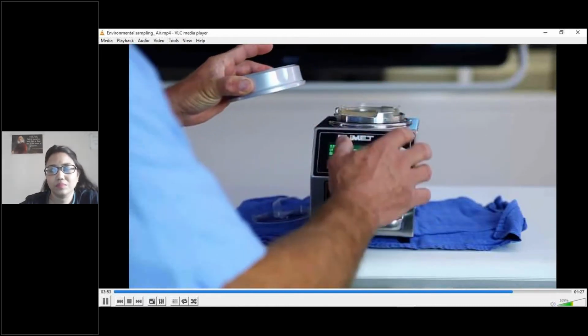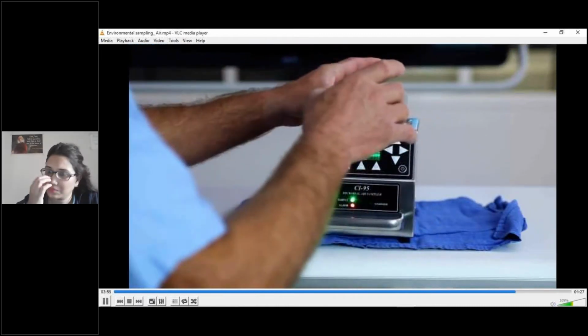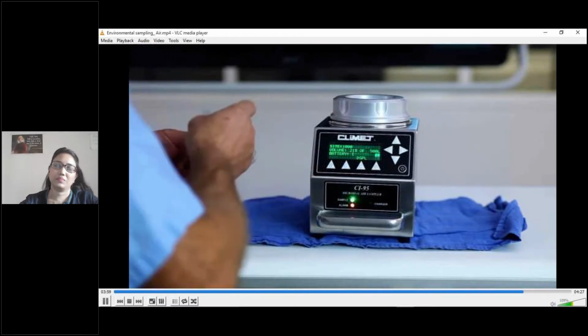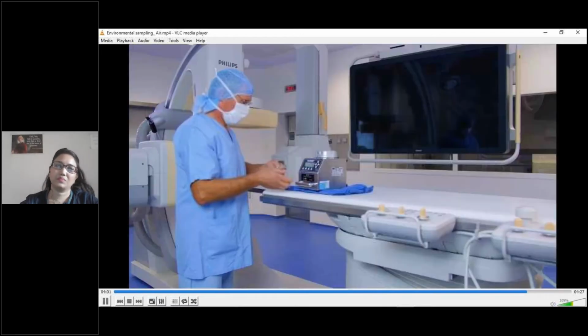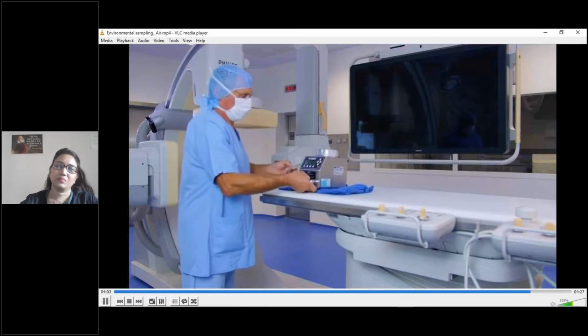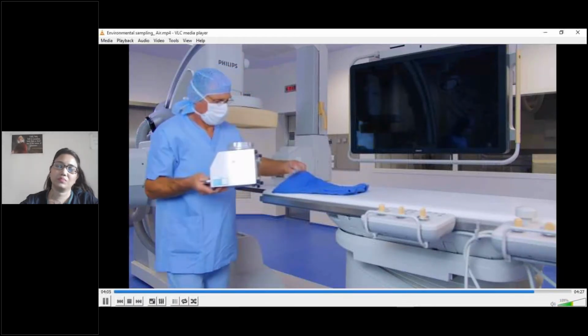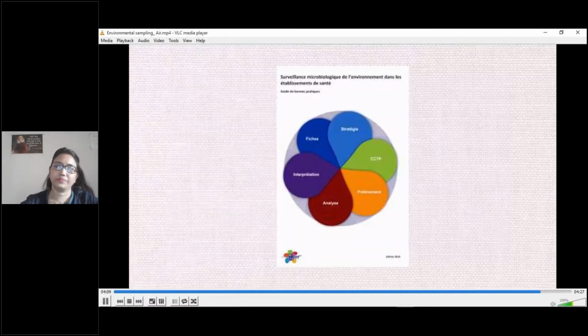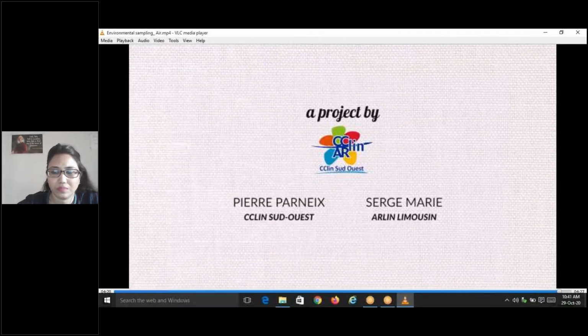As soon as the sampling is done, close the agar case lid down. Hold this position so as to avoid that any condensation of the incubation period falls on the agar. For more details on each sampling, consult the CLASS Sud-West publication, Environmental Microbiological Monitoring in Healthcare Facilities.